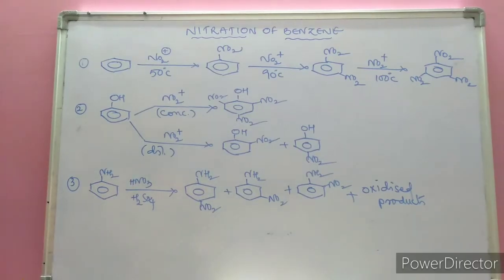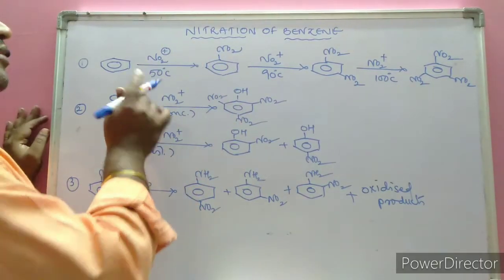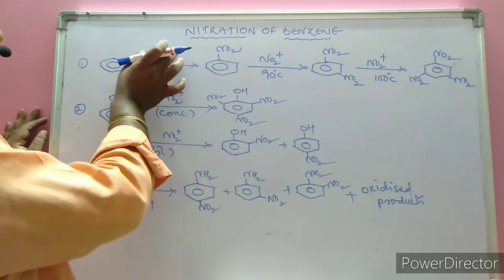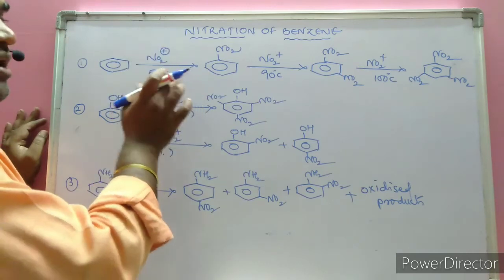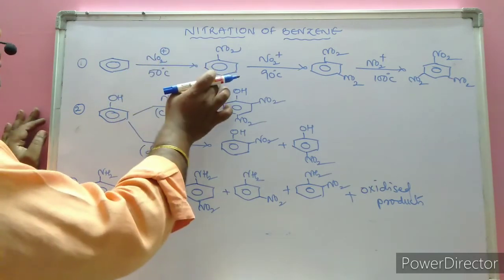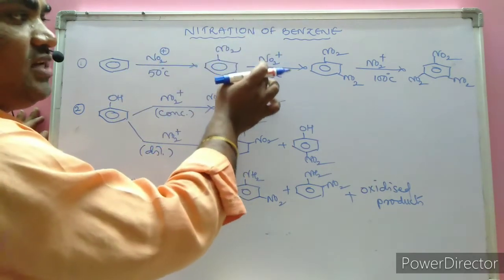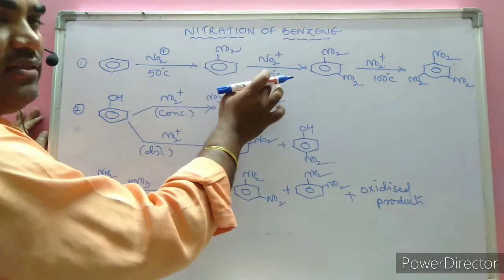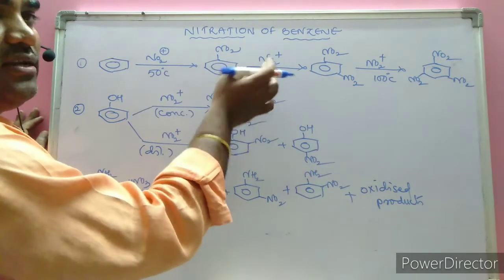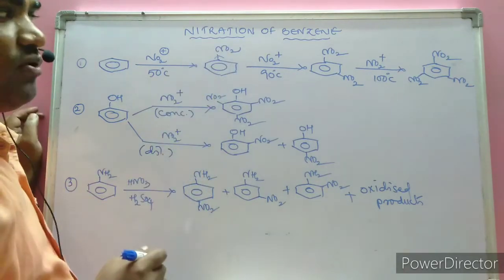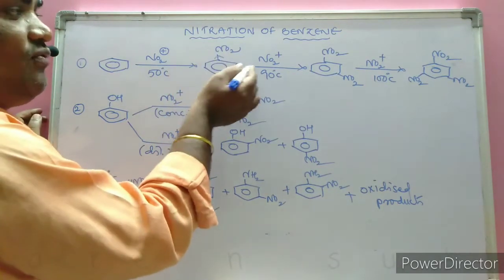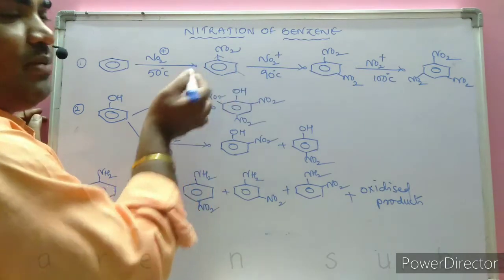Here are different examples regarding the nitration of benzene. Benzene on nitration, with any one of the nitrating agents, must be done below 60 degrees centigrade, that is 50 or 55, to give nitrobenzene. Nitrobenzene again on nitration at slightly greater than 60 degrees, about 90 degrees. Since the nitro group is an electron withdrawing group, the electrophile substitutes preferably at the meta position only.